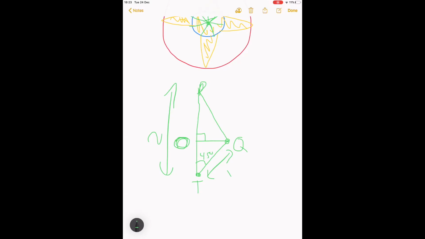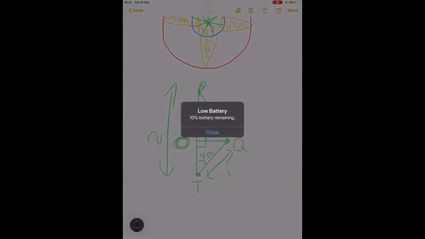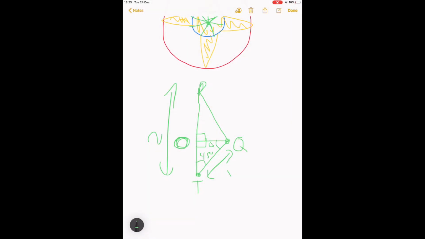To do that, we have to find more sides first. We can prove that OQ equals OT: this angle is 90 degrees, and the angle at T is 45 degrees, which means this angle must be 45 degrees too. If two angles are 45 degrees, then OT and OQ are the same length. So we know these two are the same length. To find the length of PO, it would just be 2 minus TO.